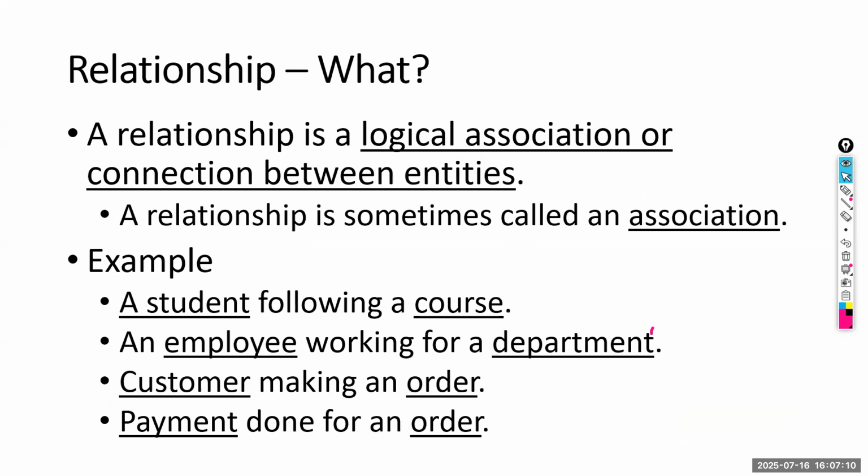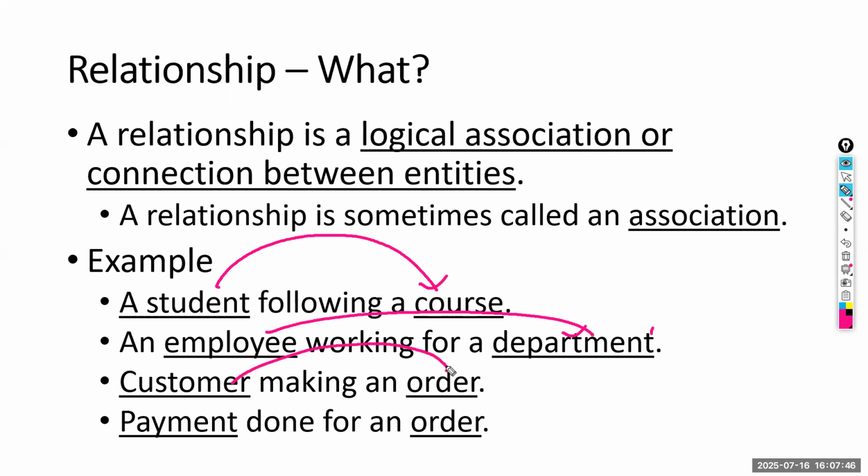Now we move on to relationships. A relationship is a logical connection between entities. Not every entity is related to each other. Some entities are related. For example, a student can be related to a course. A student studies for that particular course, follows a course. An employee works for a department. So you can see there is naturally a connection, a relationship.